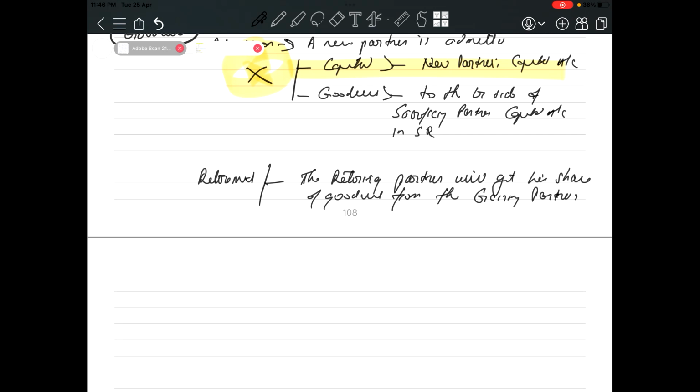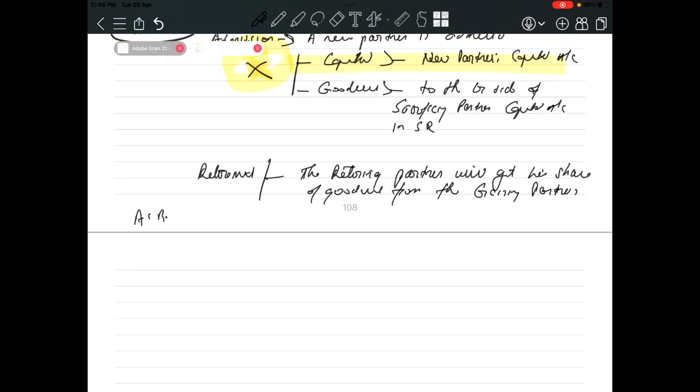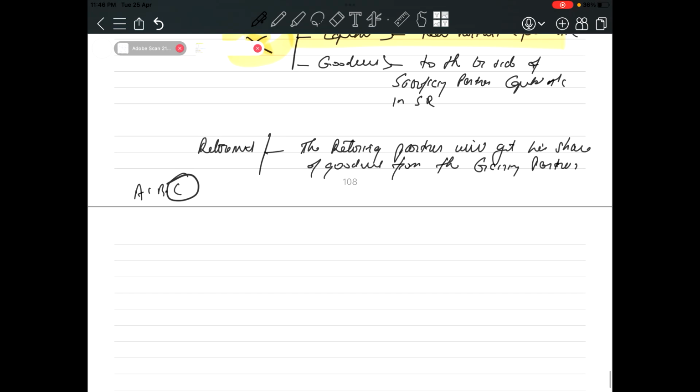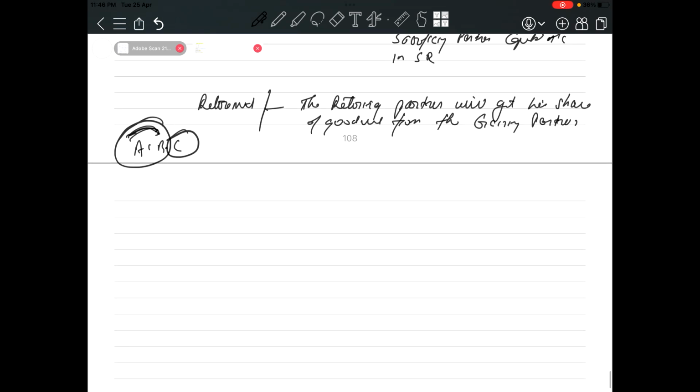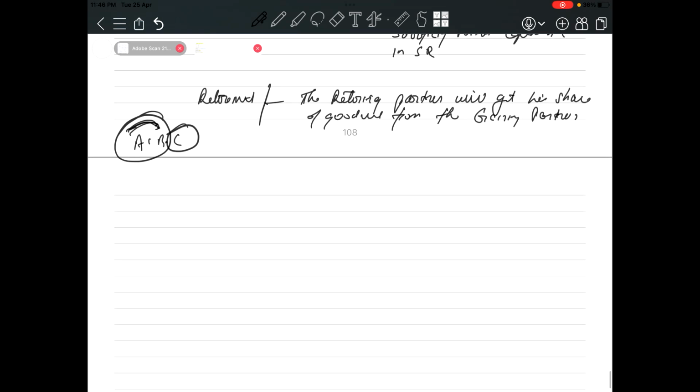Now say for example there are three partners, A, B and C. C retires. Now after C's retirement, all the profits will be enjoyed by A and B. So C is retiring, right? He is leaving his share, right? So he should get his share of goodwill from whom? From the gaining partners.